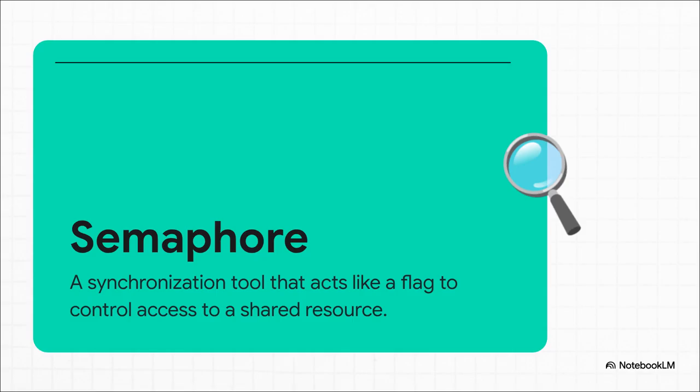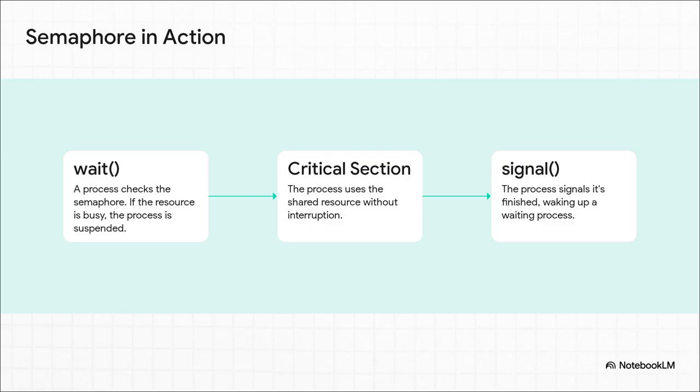So how do we fix this mess? With a really elegant and clever tool called a semaphore. Honestly, the best way to think about a semaphore is like putting an in-use or occupied sign on a bathroom door. It's a simple idea, but it's incredibly powerful for creating order out of chaos. Here's how it works. Before a process can access that shared data, its critical section, it performs a wait operation. It's like checking if the bathroom door is locked.